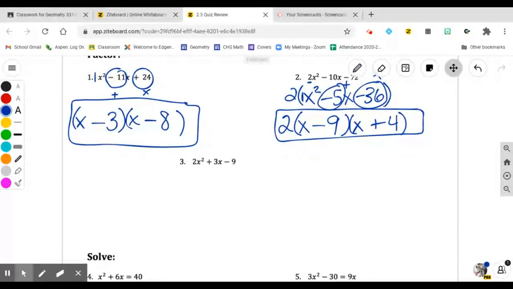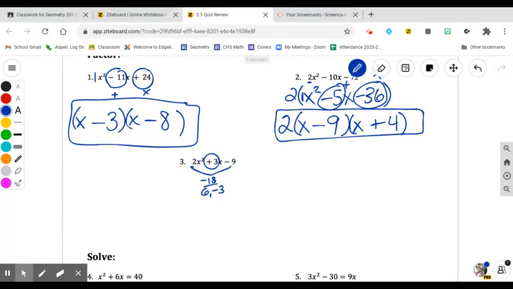Okay, number 3. Again, a is bigger than 1, just like in number 2, except notice that there is not a GCF. So therefore, we have to do box or grouping. I'm going to do it both ways just so you can see each one again, even though I think most of you do box, but just in case. The first thing that you always do is multiply the first and the last. 2 times negative 9 is negative 18. Then you think of numbers that multiply to negative 18 but add to positive 3. So it's going to end up being 6 and negative 3.